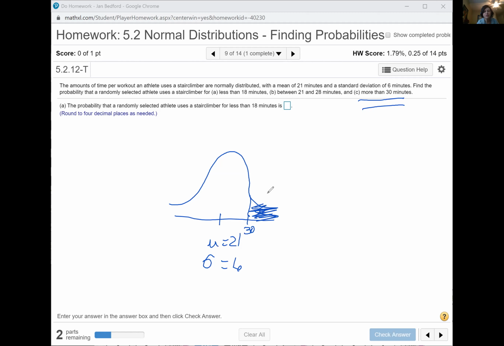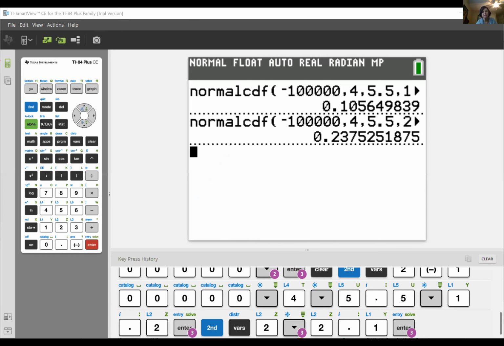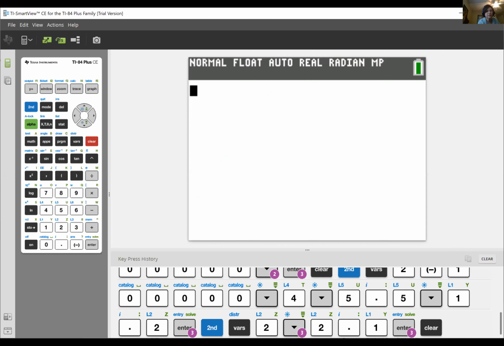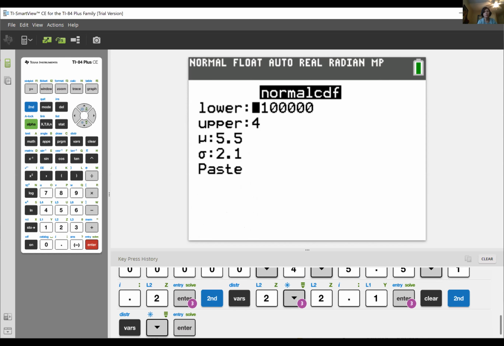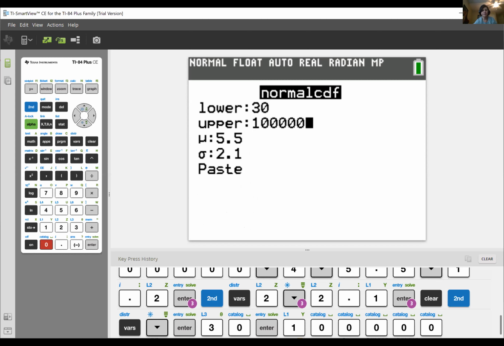So let's go to that calculator. And let's see if you guys can tell me what we would type in on this. And I'm going to clear. So we know we go second vars and we go to NormalCDF. What would need to be the lower on this one? 30. And what would be the upper? Ridiculously high number. Something really big.